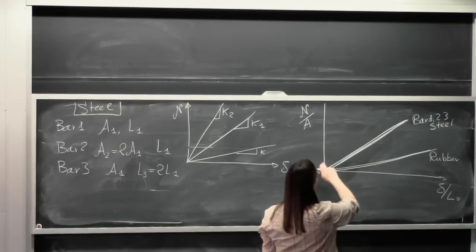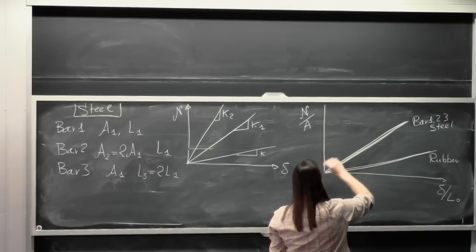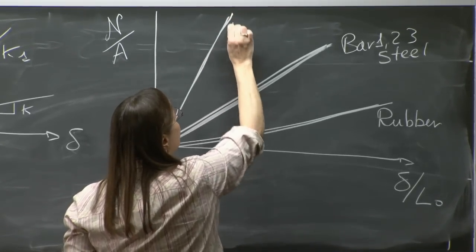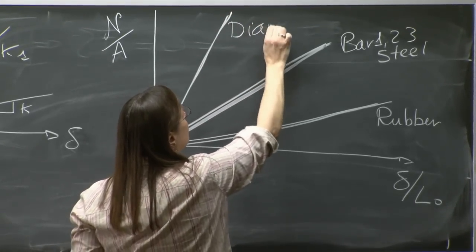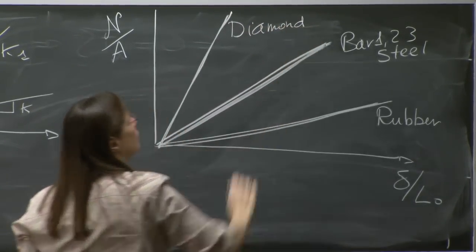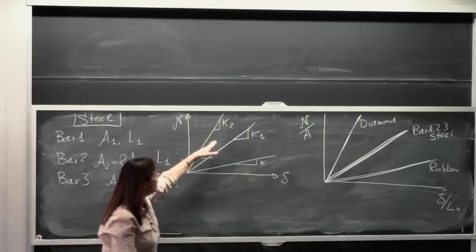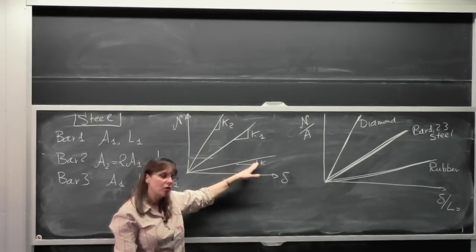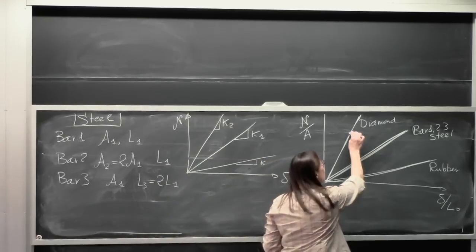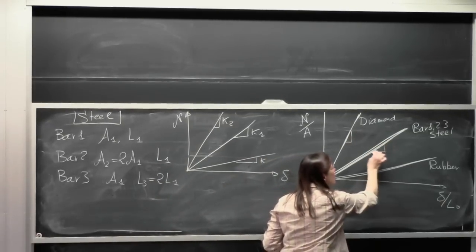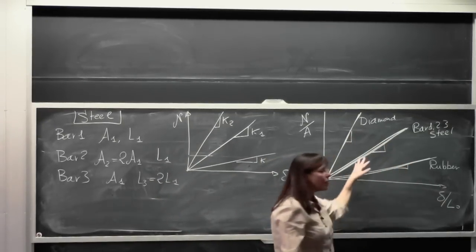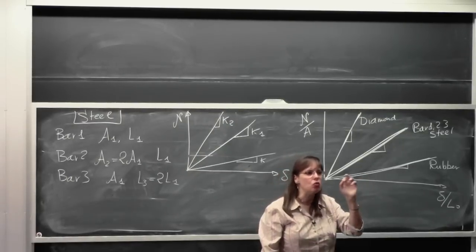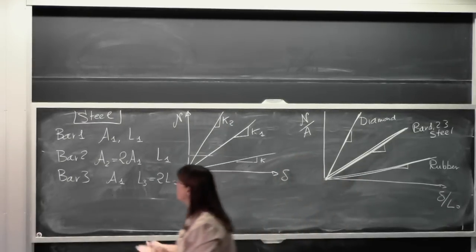And if I take a bar made of diamonds, because I'm extremely rich, I'm going to get something that looks like that. So you see, this stiffness here is a property of the structure. This slope here now is not a property of the structure anymore. It's a property of the material, right? So we made a huge, huge mental step.